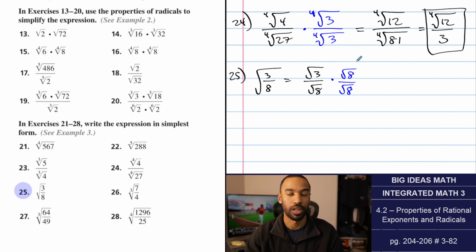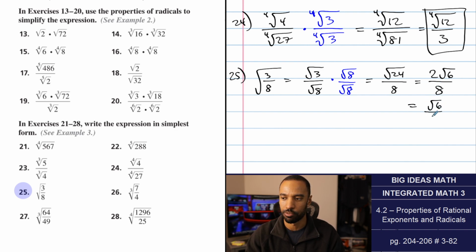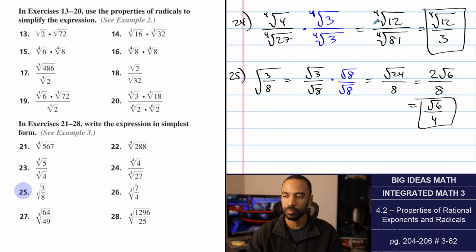Although we can talk about cleverness as well, and that's where I'm going to get to the second part. So here we're going to get root 24 over root 64, or 8. And now you've got to simplify the top, because root 24 is root 4 times root 6, or 2 root 6. And 2 root 6 over 8 gives you 1 root 6 over 4. So root 6 over 4 is the final answer. So there's one method. Second method, taking that same root 3 over root 8.